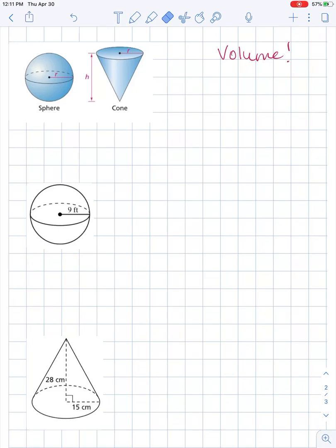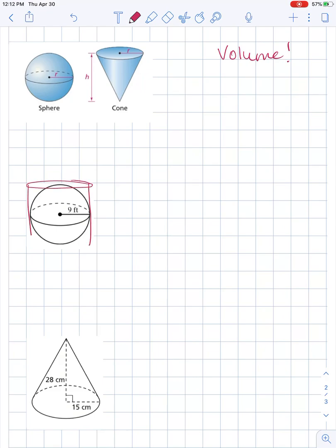All right, instructional video number 2. We're talking about spheres and cones and finding their volume. Something you will find as you are finding the volume of a sphere is it's going to seem way bigger than it should. And a good rule of thumb to see, am I on the right track? Does this seem right?